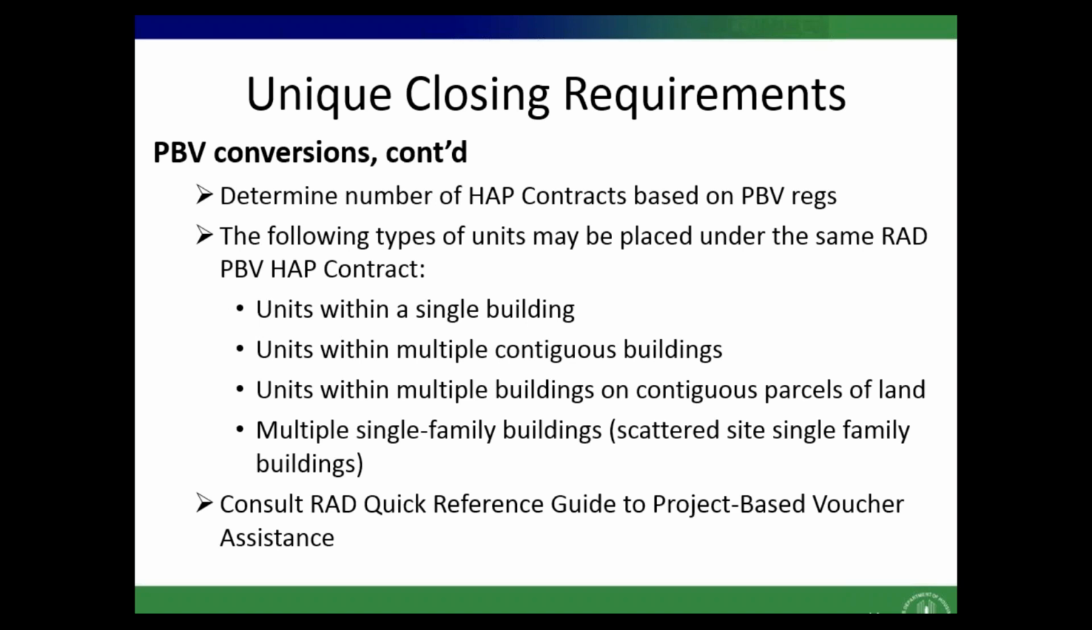There's a difference between PBV and PBRA also in the way that they look at what a HAP contract can cover, because in PBV the rules, as they're shown here on this slide, are that things have to be contiguous. So if you have buildings that are 3 miles apart in PBV world, you could not have them on the same HAP contract. But in PBRA world, it's possible that you might be able to. So if you want to think about that as part of your decision-making process, that is something to be aware of.